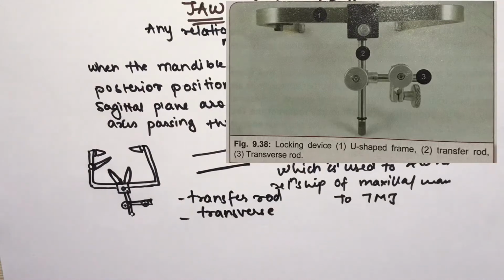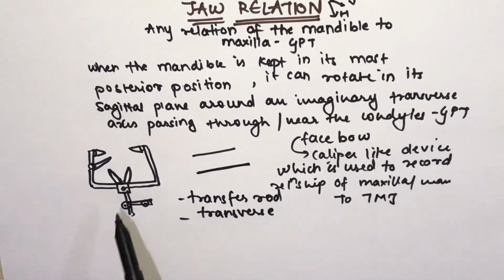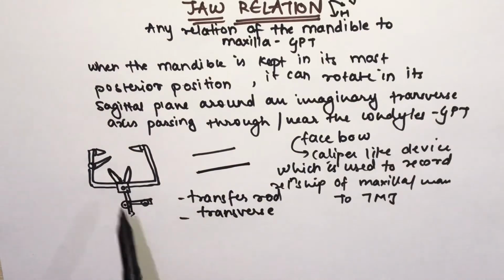So the U-shaped frame is attached to the vertical transfer rod, and the position can be locked with the help of a thumb screw. So this is the vertical, this is the transfer, and this is the transverse. The transverse is the horizontal, and the transfer is this vertical locking plate. So these are the different parts of it.